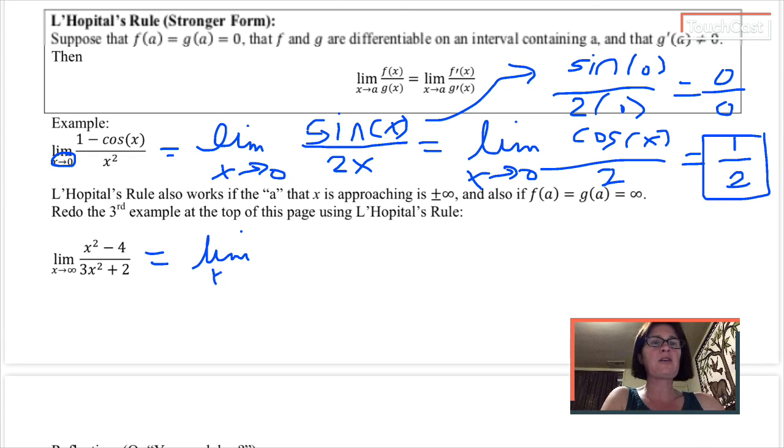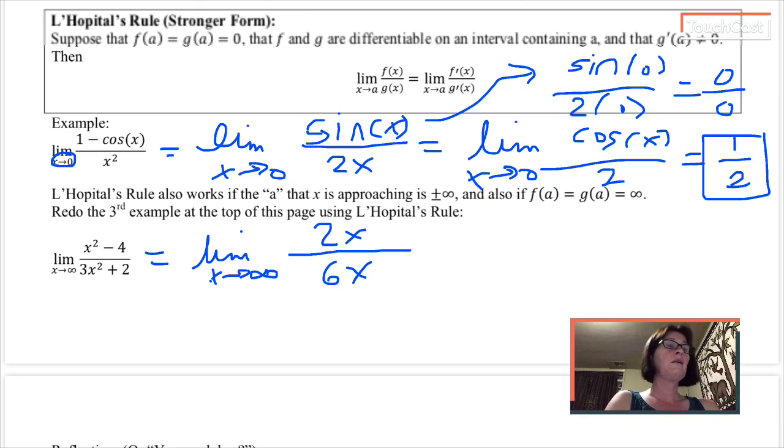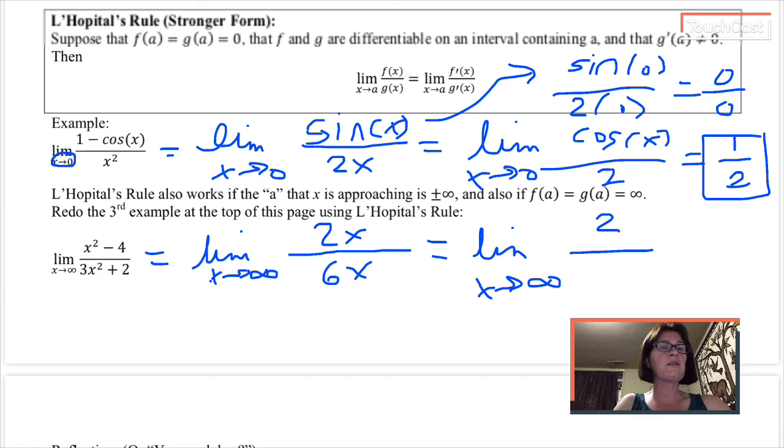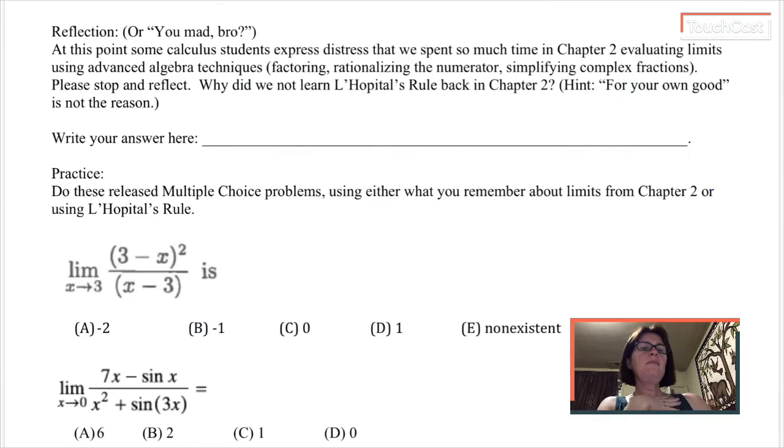I'm going to take the limit as x goes to infinity and use the derivative of the numerator and denominator. The derivative of x squared minus 4 is 2x. The derivative of 3x squared is 6x. If I try replacing x with infinity, I'm going to get infinity over infinity again. Use L'Hopital's rule again. It's the limit as x goes to infinity of the derivative of 2x, which is 2, over the derivative of 6x, which is 6. 2/6 makes 1/3. Final answer.